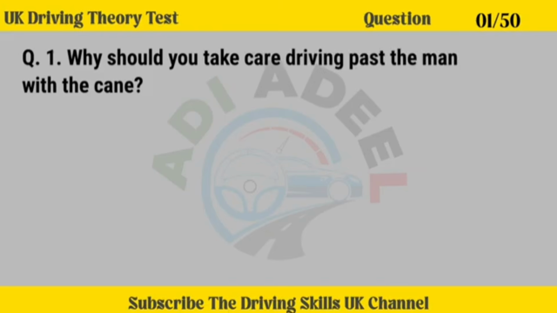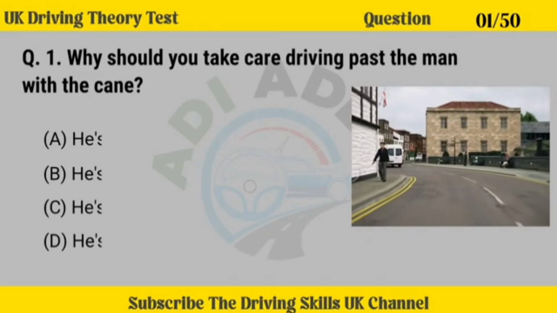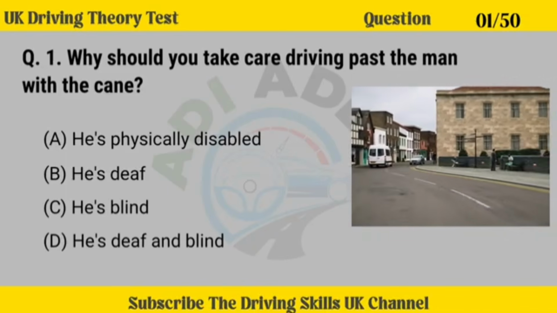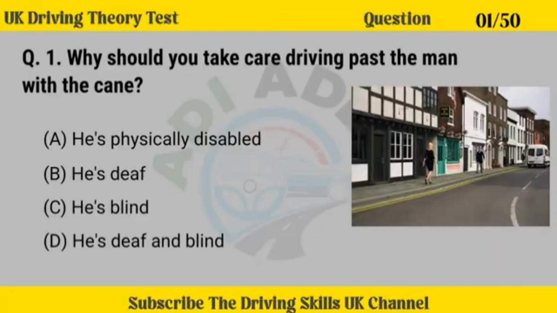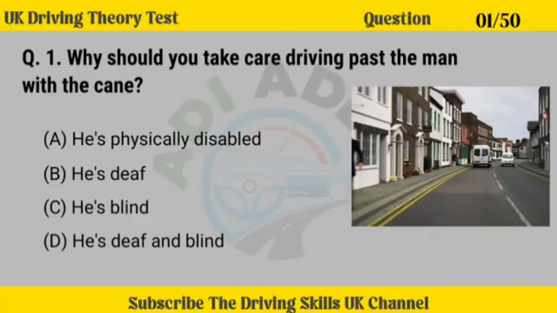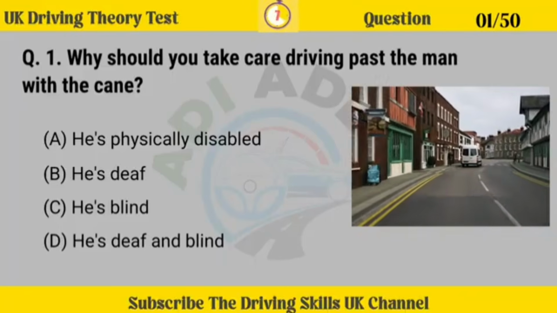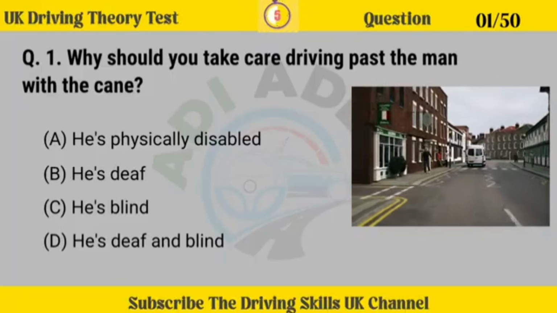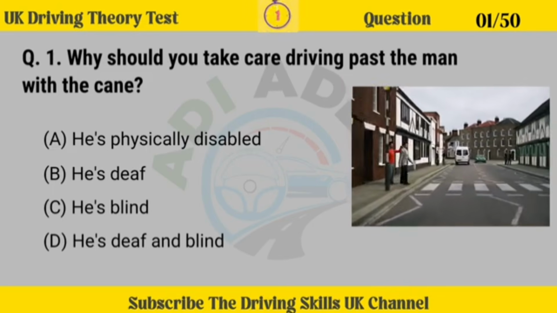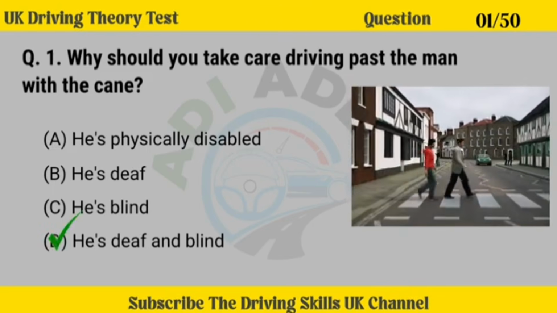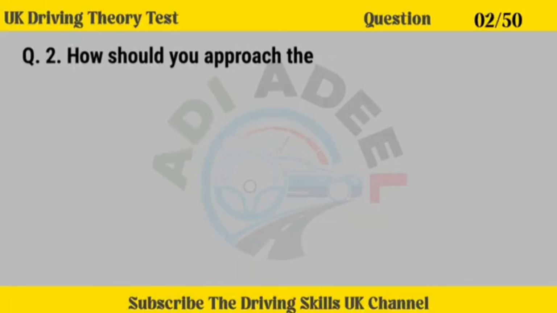Question 1. Why should you take care driving past the man with the cane? A. He's physically disabled. B. He's deaf. C. He's blind. D. He's deaf and blind. The right answer is D. He's deaf and blind.